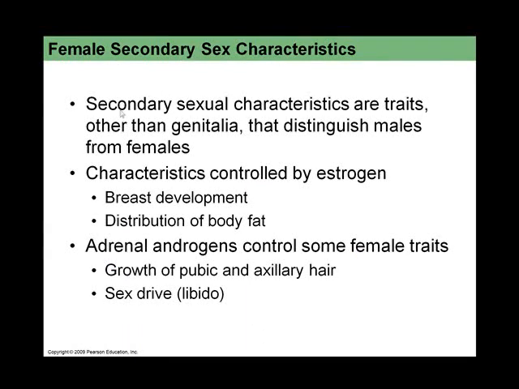Female secondary sexual characteristics considered on this slide. They are traits other than genitalia that distinguish females from males.